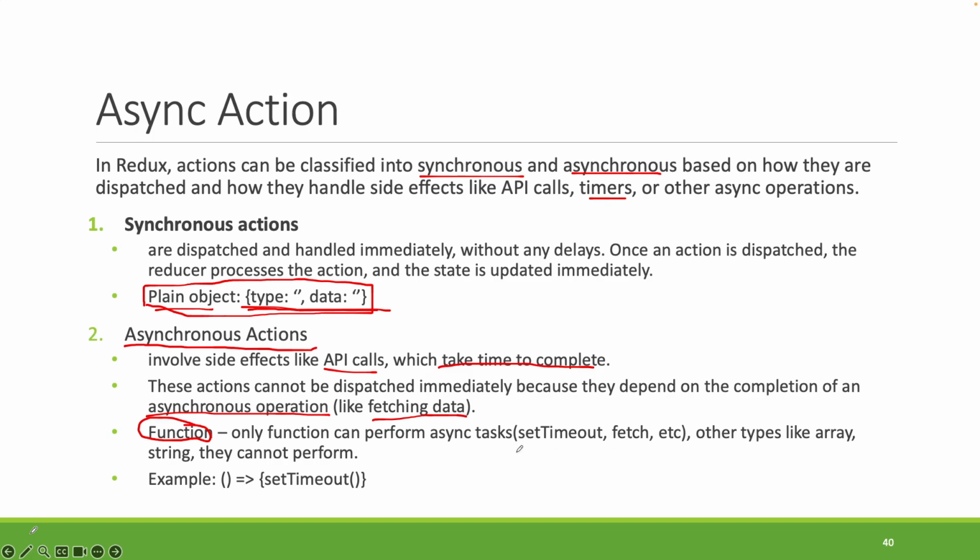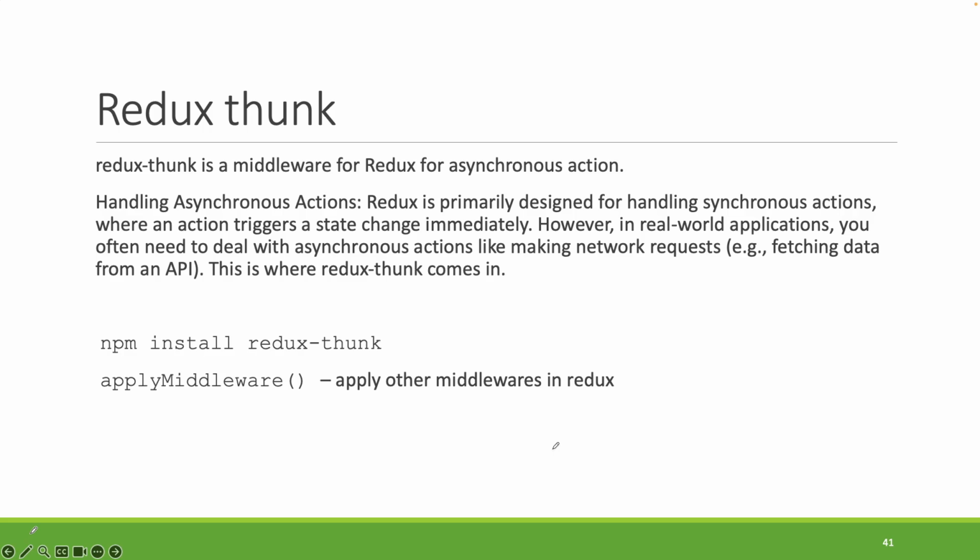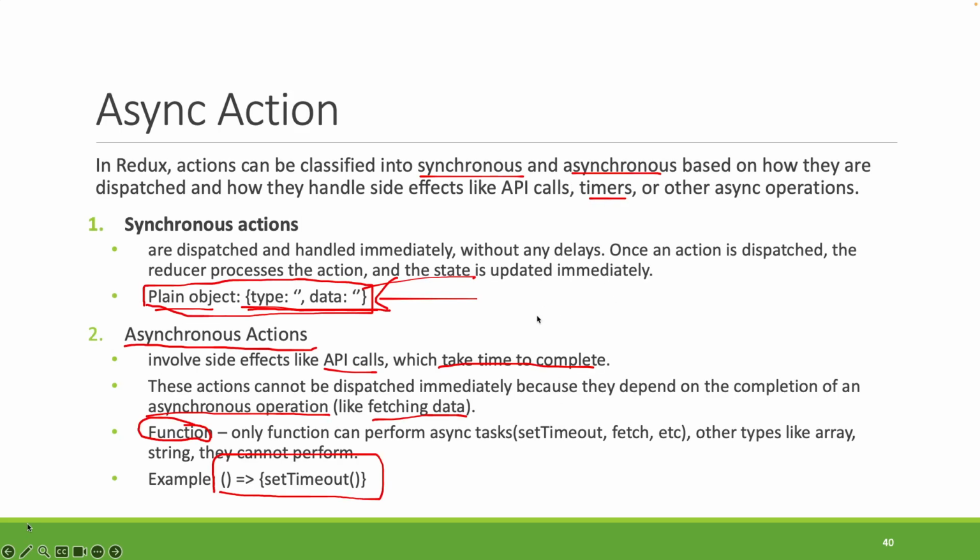You can perform tasks with a function that others like arrays, objects, values, strings cannot do. So only a function. One example of an asynchronous action is this one. This is my asynchronous action. Previously, our action was an object, but now our asynchronous action is a function. Now, this one we will talk about later.